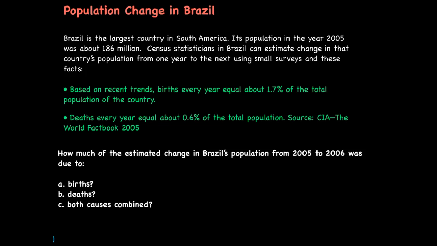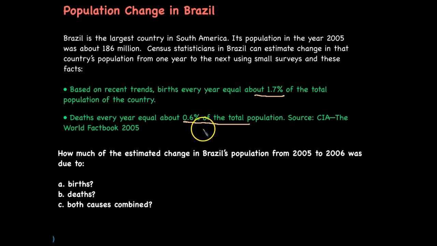and these facts. Number one, based on recent trends, births every year equal about 1.7% of the total population of the country. So think about what that means. Births amount to 1.7% of the total population. And deaths every year equal about 0.6% of the total population. So first of all, is the population growing every year or decreasing based on these two facts?